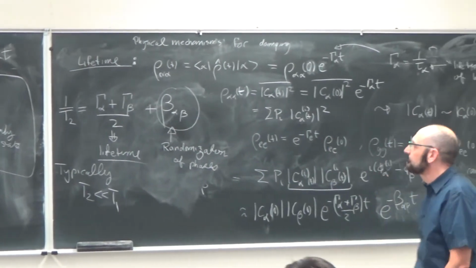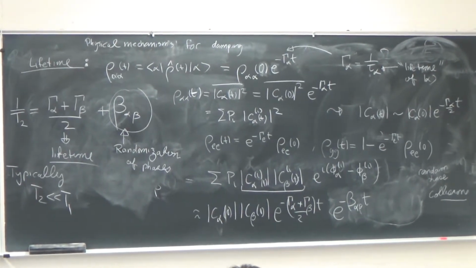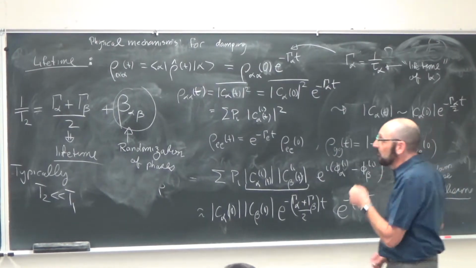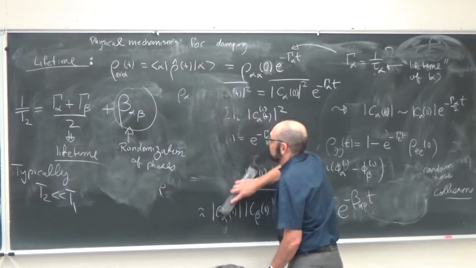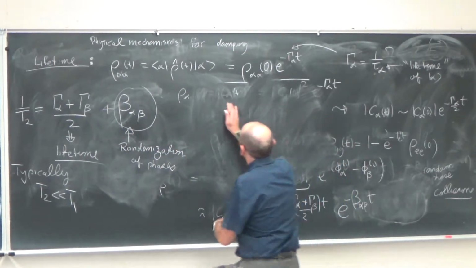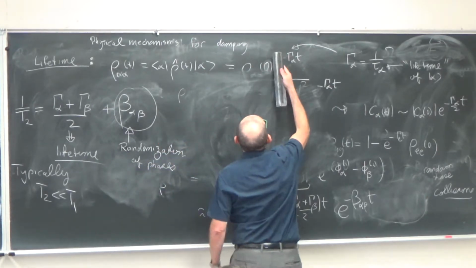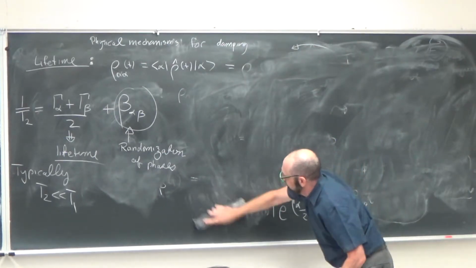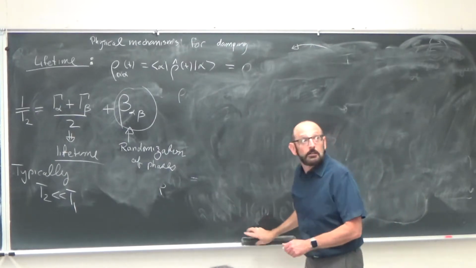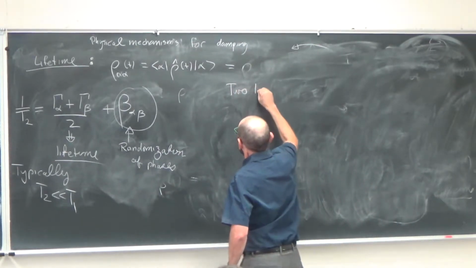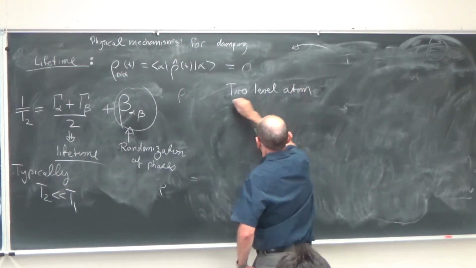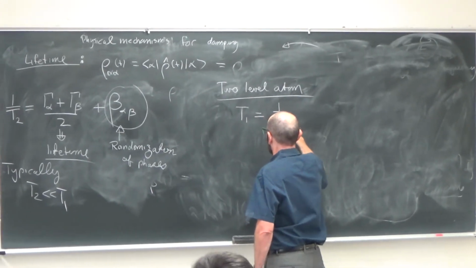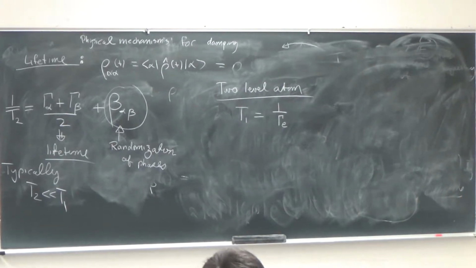Yeah? So theoretically, T2 has to be less than or equal to T1, right? No, it doesn't have to be. Let's look at the extreme case. Let's suppose that beta is 0. So let's look at my two-level atom. Then T1 is equal to 1 over the lifetime of the excited state, right? What's T2?